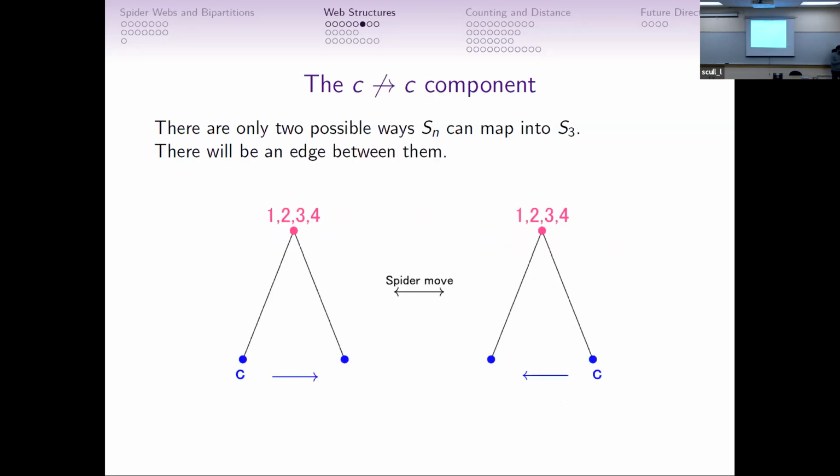So first, in the center not to center component, all of the legs in the domain get mapped to the center of the codomain. The center of the domain can move between any leg in the codomain. In this particular case, there are 2 places it can be, and you can see how the center moves back and forth. They will be connected by a spider move, which means we have 2 vertices and 1 edge, K_2.